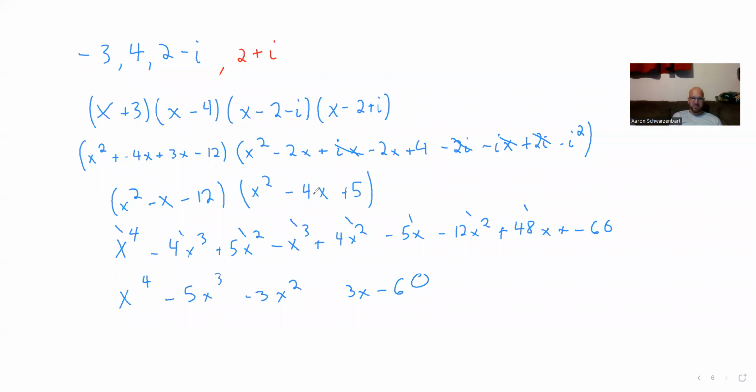So yes, negative 12 times negative 4x was plus 48x. 48x minus 5x is plus 43x. And that is the polynomial with these roots.